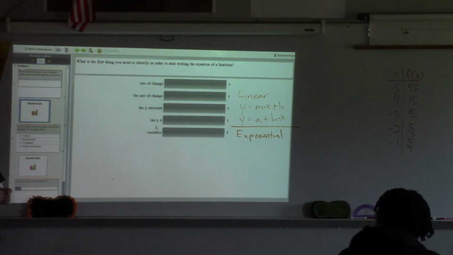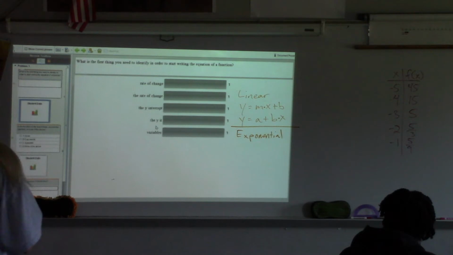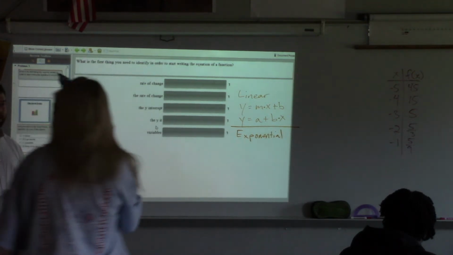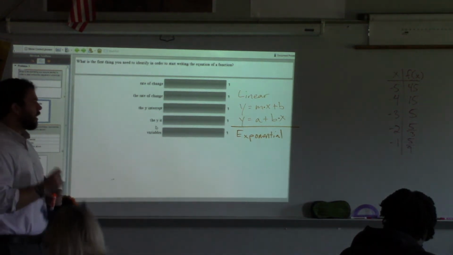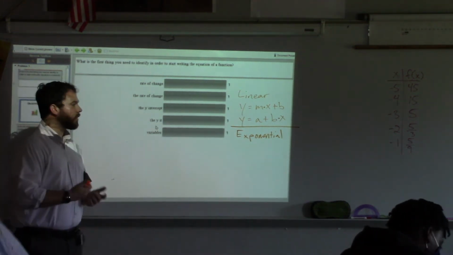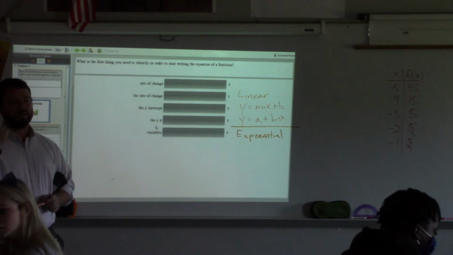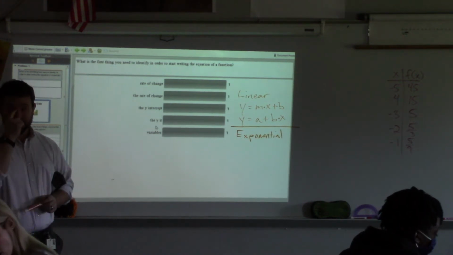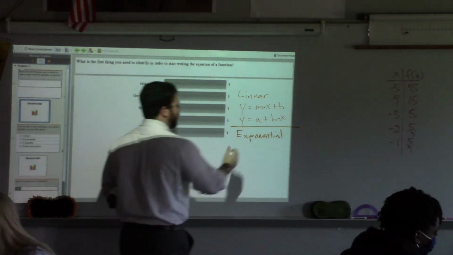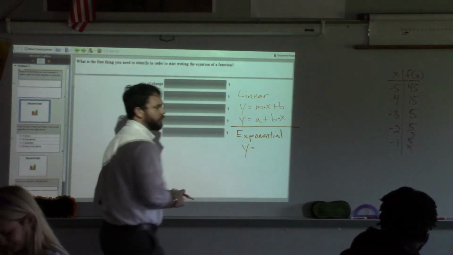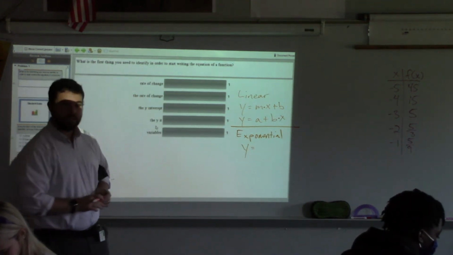So exponential, what makes something exponential? Is it repeated multiplication? There we go, right? That multiplicative rate of change, a constant multiplication, is what's going to make it exponential, which is why, where's the variable located that time around? In the exponent, right? So what is the general equation for an exponential? Y equals a plus b.